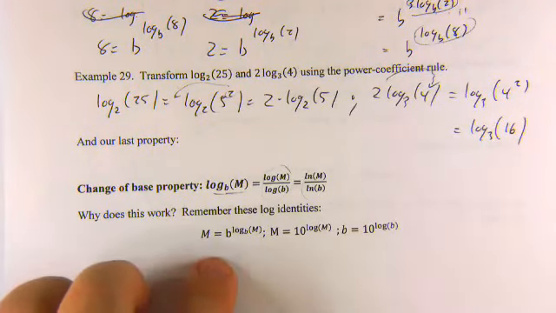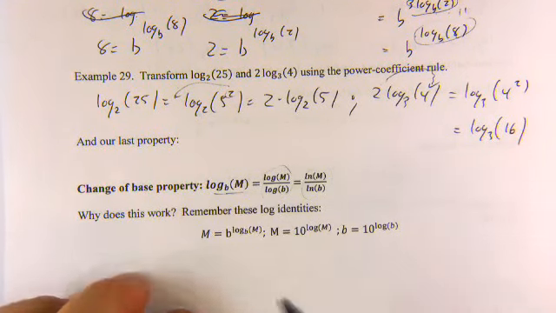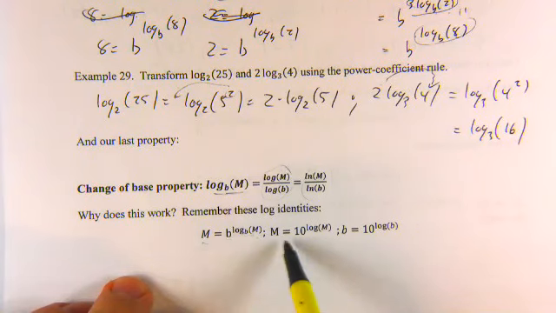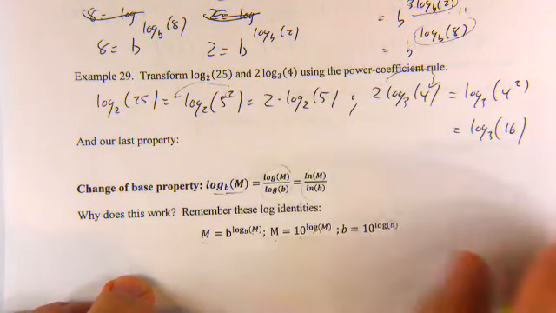So if we want to convert from base b to base 10, keep in mind that m can be b to the log base b of m. M is also 10 to the log base 10 of m. B is 10 to the log base 10 of b.